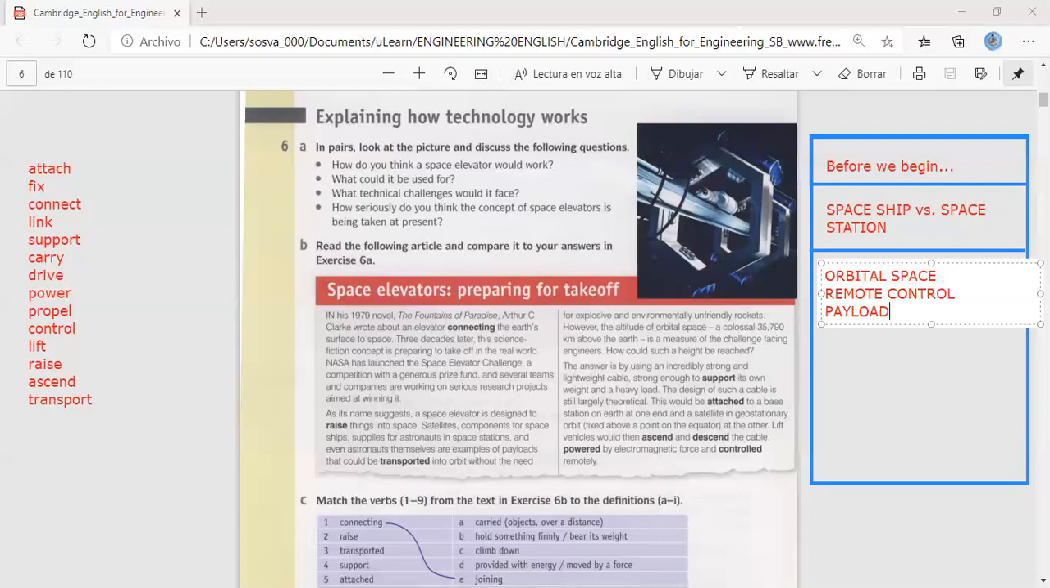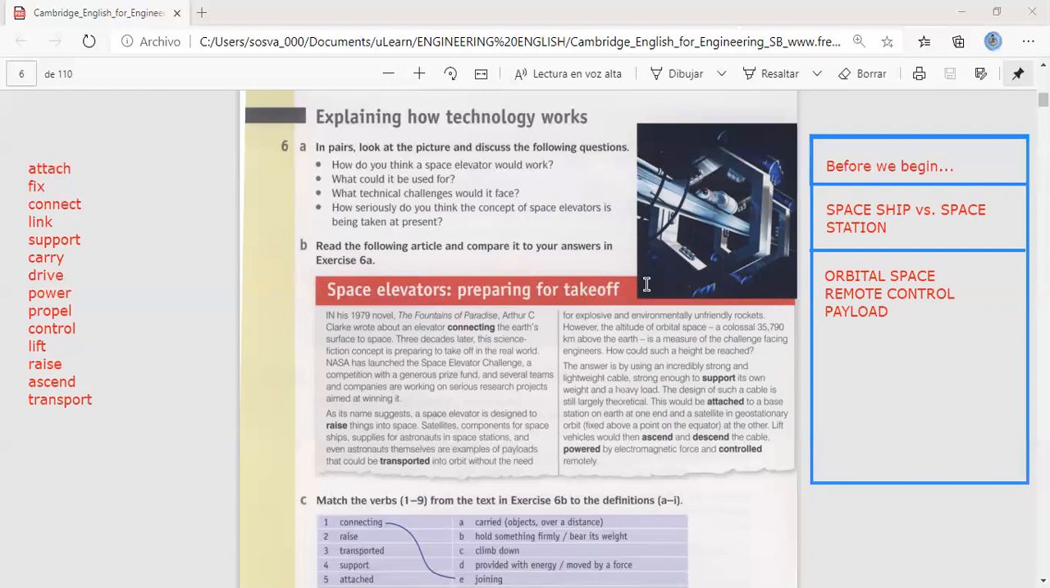And the last term is the payload. It's a word that is used in the space context, with space and astronauts and stuff like that. The meaning of this is just load, to load something. Payload is carga útil. Actually they can only use load. Yes.